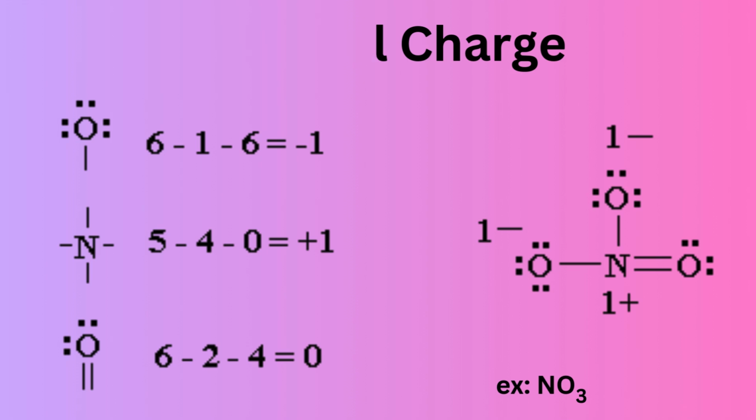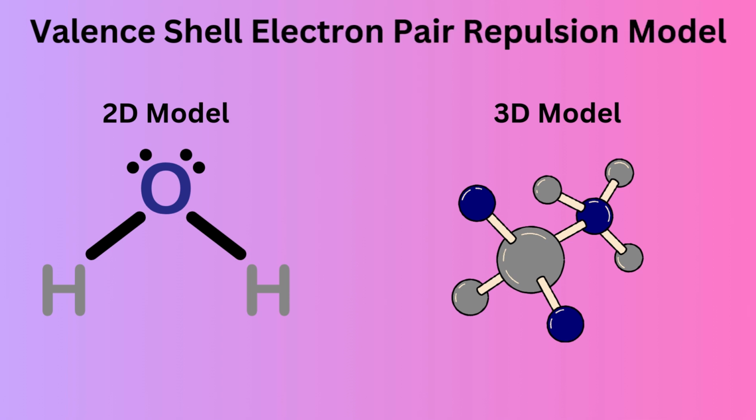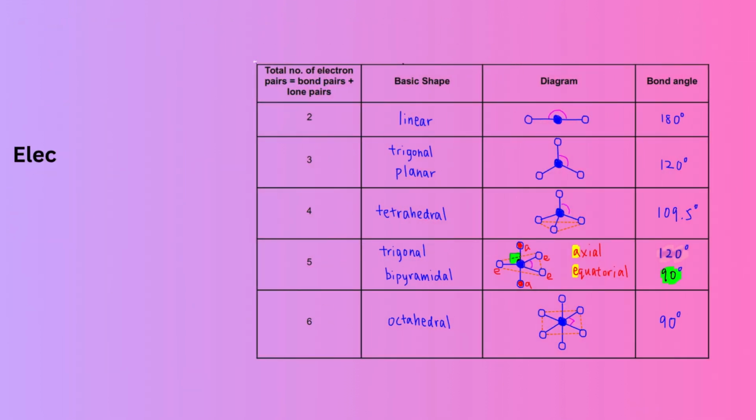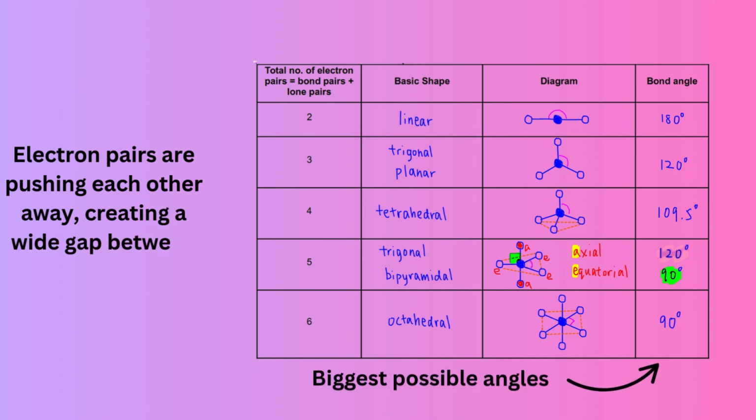So Lewis structures give us this flat 2D picture of how the atoms are connected. But in reality, molecules are 3D, right? And their shape really matters. That's where VSEPR theory comes in, valence shell electron pair repulsion. Yeah, VSEPR is all about how those electron pairs around a central atom arrange themselves in space. They want to get as far away from each other as possible because they're all negatively charged and like charges repel. So they're like pushing each other away, those electron pairs.